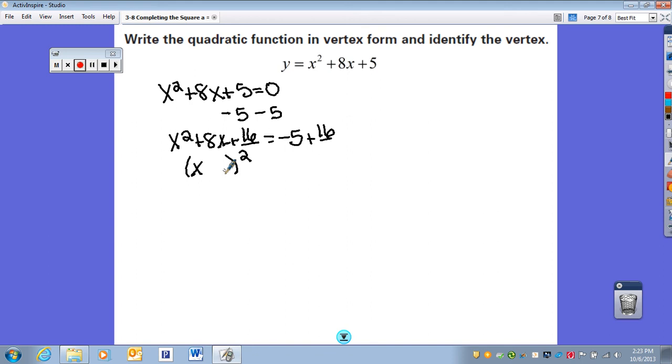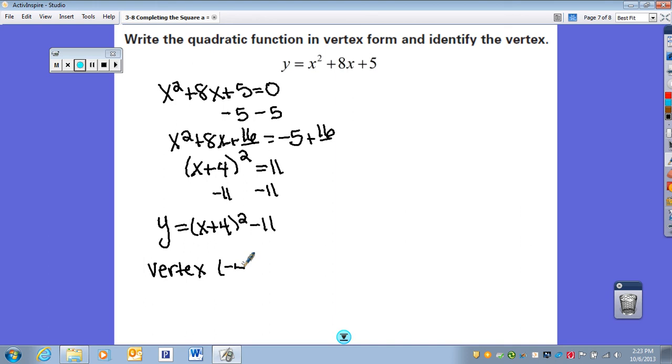We'll factor the perfect square trinomial by creating the binomial that we will square. So the square root of x squared is x, and the square root of 16 is 4. Plus sign because the middle term is positive, and we will combine like terms, which gives us 11. Then we simply subtract 11 from both sides, and we would set it equal to 0, but we'll replace the 0 with y. So we have x plus 4, the quantity squared, minus 11, and that's our vertex form. So our vertex of this particular quadratic function is going to be at negative 4, negative 11.